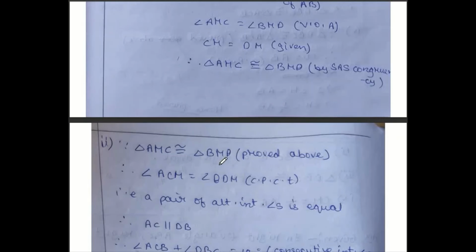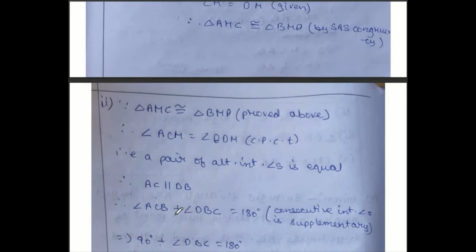So since both the triangles are congruent, angle ACM and angle BDM both are same by CPCT. That is, a pair of alternate interior angles is equal. So AC and DB both are parallel. AC and DB parallel means angle ACB plus DBC, as I have shown already from the sketch, both are equal to 180. That is, consecutive interior angles are supplementary.